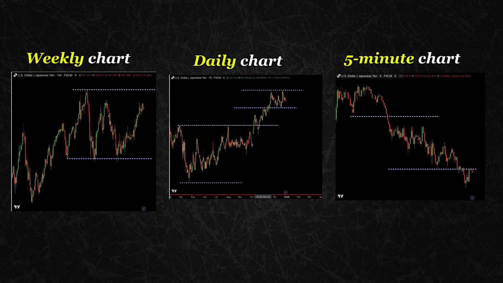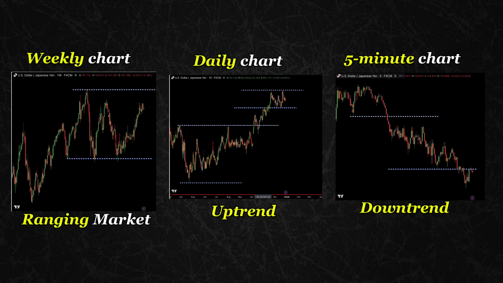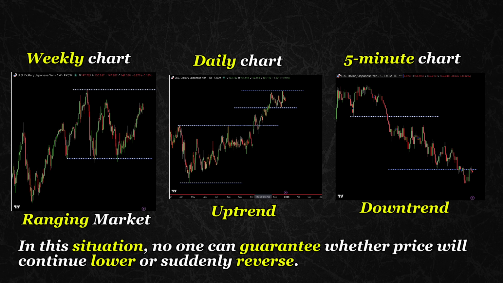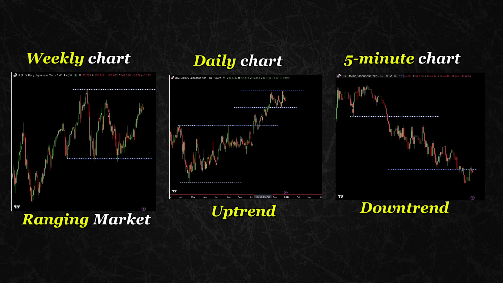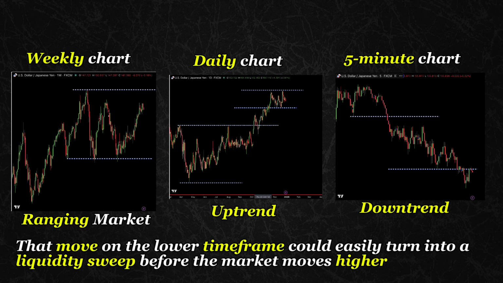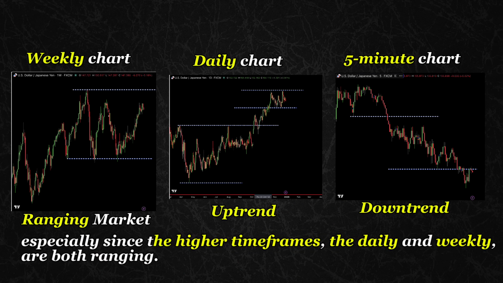As you can see here, on the weekly chart, the market is ranging. On the daily chart, the market was trending up, but has now entered a range as well. And on the 5-minute chart, the market is trending down. In this situation, no one can guarantee whether price will continue lower or suddenly reverse. That move on the lower time frame could easily turn into a liquidity sweep before the market moves higher, especially since the higher time frames, the daily and weekly, are both ranging.